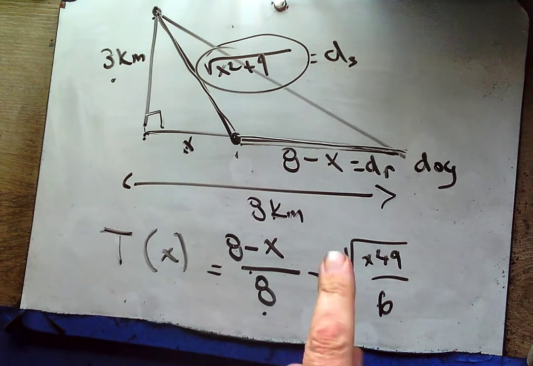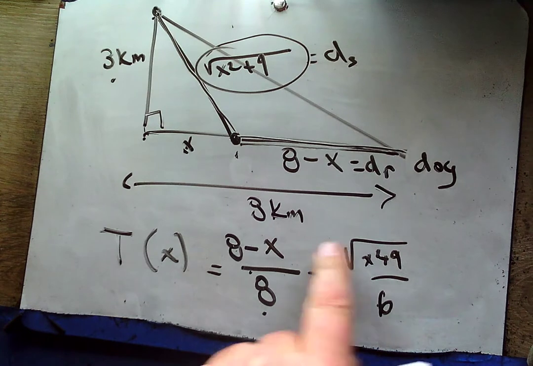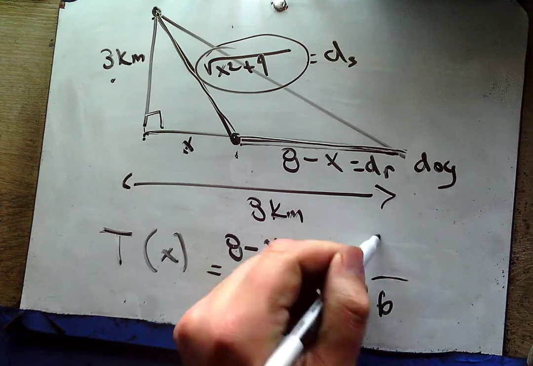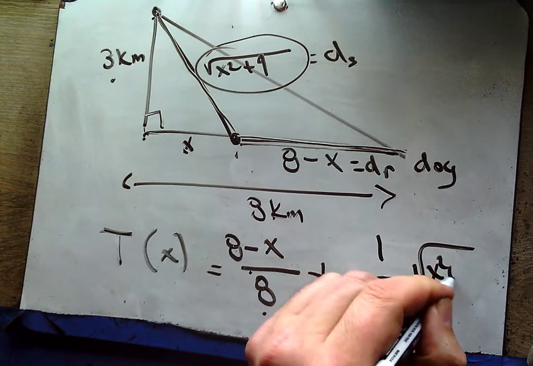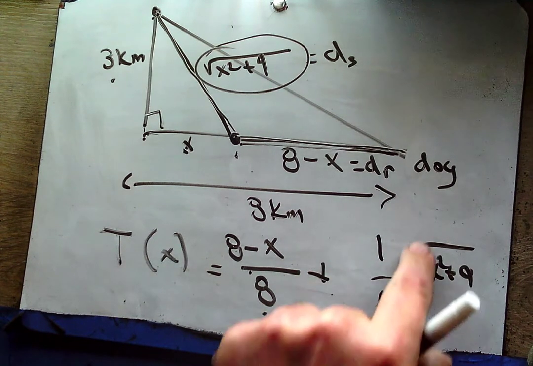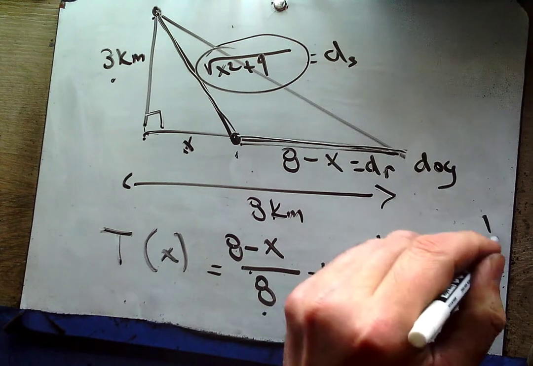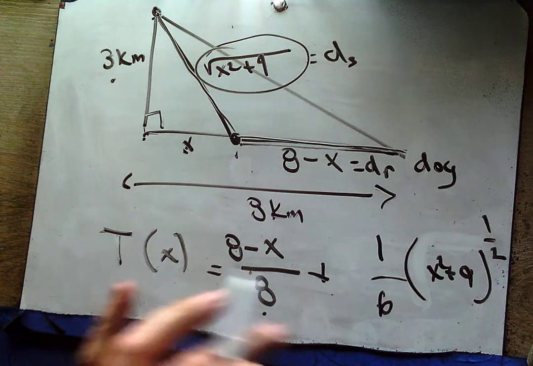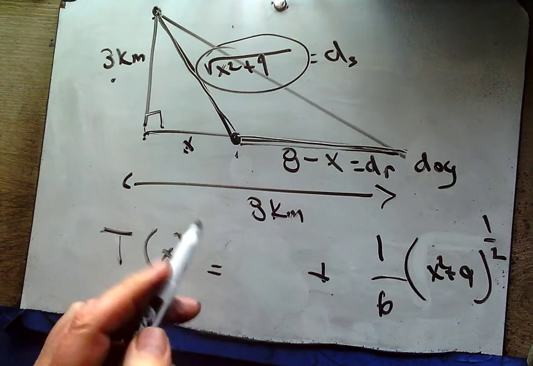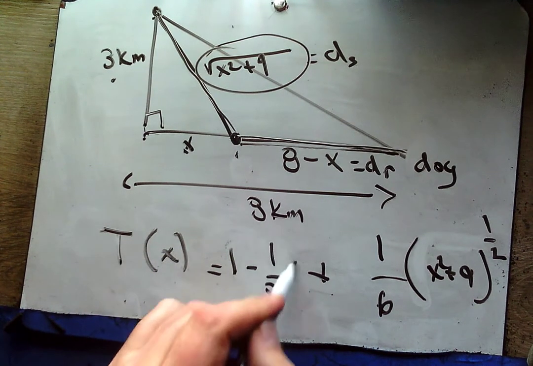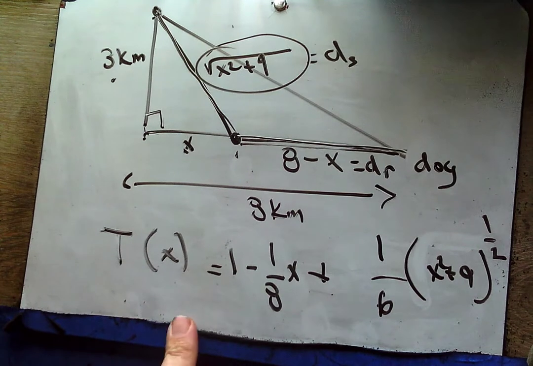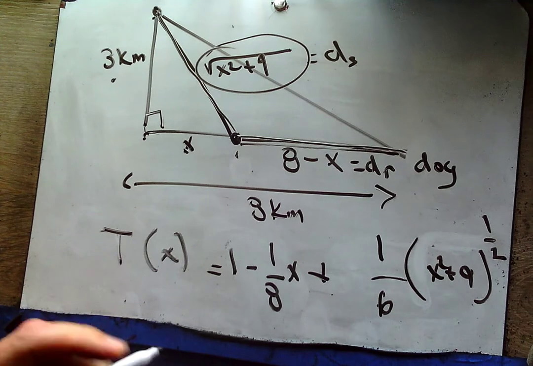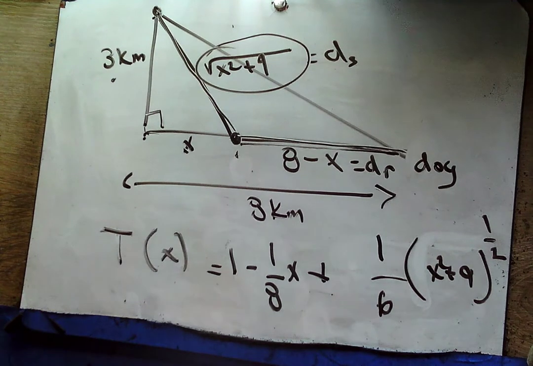Now, before I do that, I kind of want to do a little algebra. See how this is the square root of X squared plus 9 over 6? Yeah, I don't want that. I want this. In fact, I don't want the square root. I want the 1/2 power. Okay? And then here, I want to split this up into 2 fractions. 1 minus 1/8 X. Because I think that's going to make for an easier derivative. Using your algebra simplifying skills will make for an easier derivative.